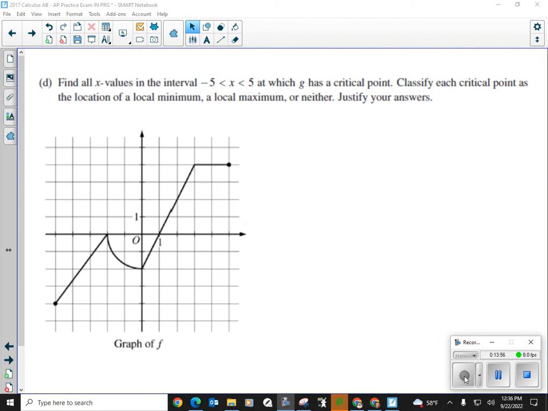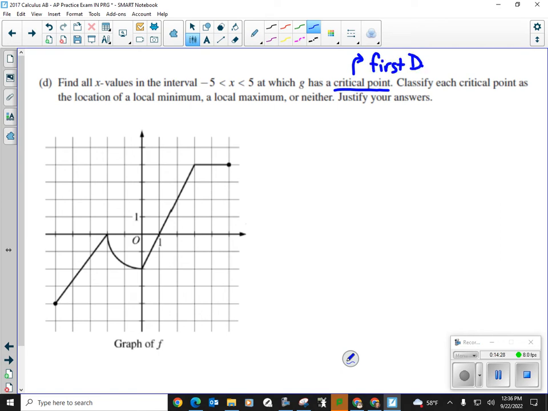And our fourth and final part of number 3, 3D. Find all values on the interval from -5 to 5 for x, at which g has a critical point. Classify each critical point as the location of either a local minimum, a local maximum, or neither. Okay, justify your answer. Critical points. Okay, that's where the first derivative is equal to 0. And we will first find those.